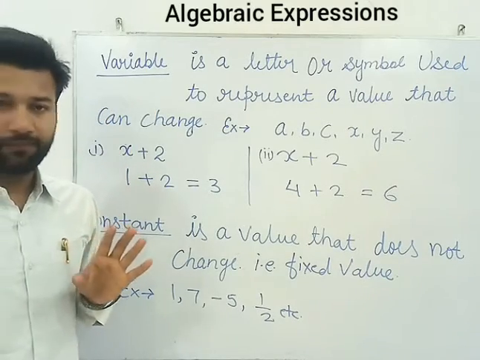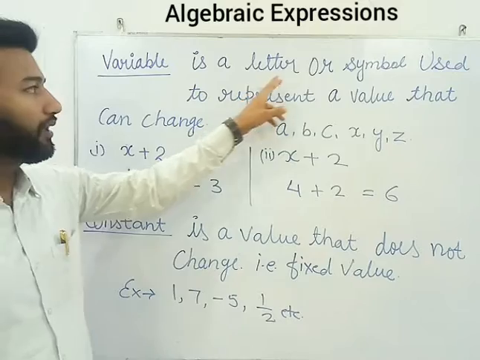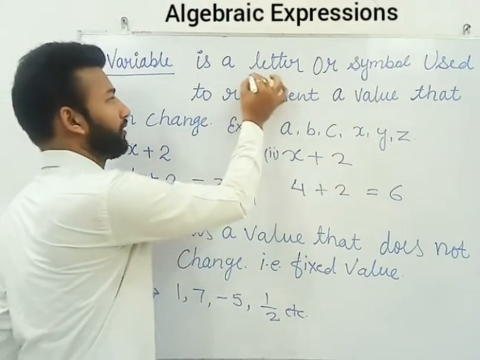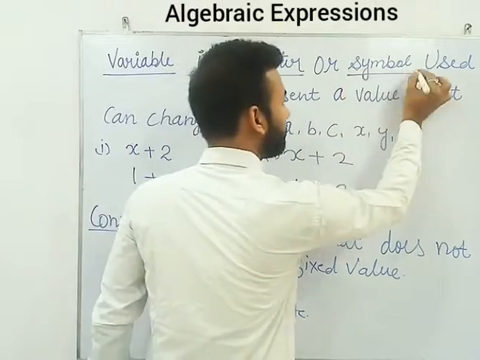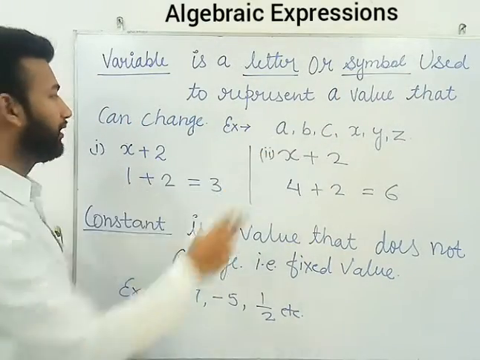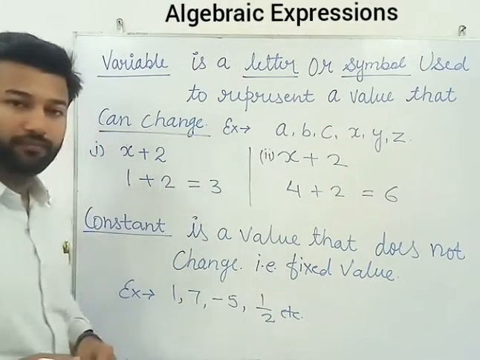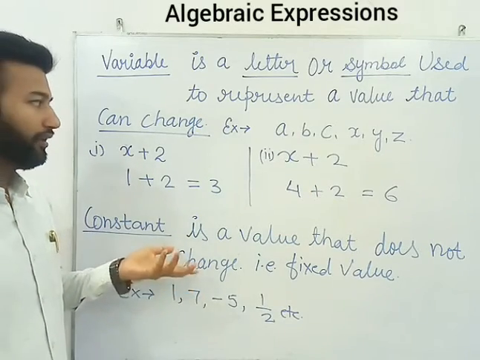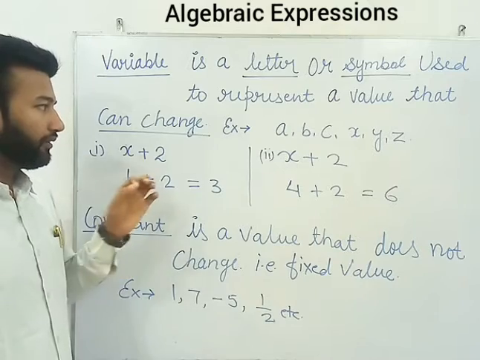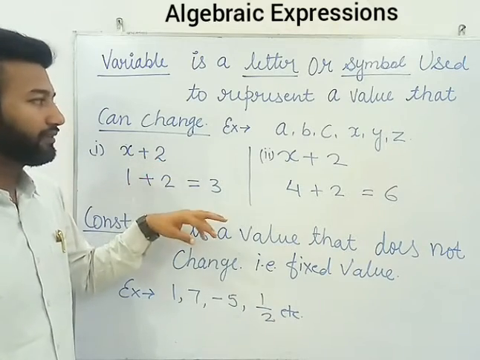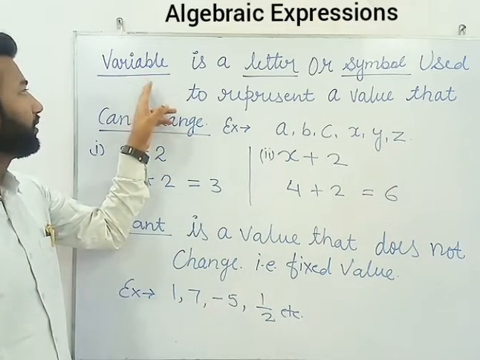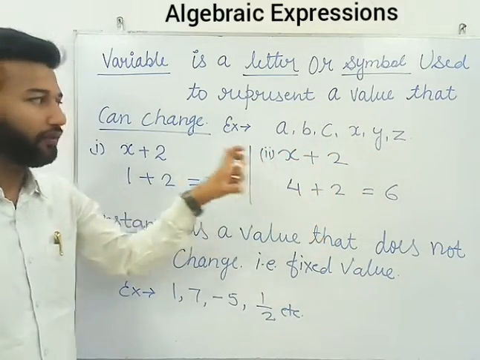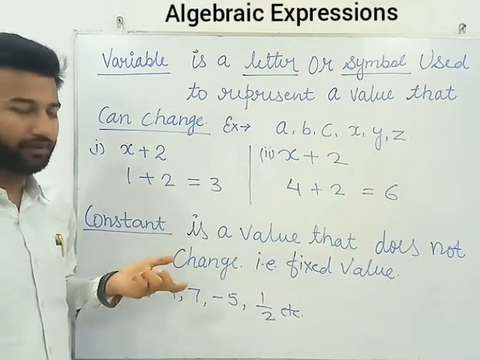What is a variable? A variable is a letter or symbol used to represent a value that can change. Means the value of a variable can change. See what is the meaning of change? We will discuss one example, and here you can check variables are A, B, C, X, Y, Z, P, Q, R. They all are examples of variables.